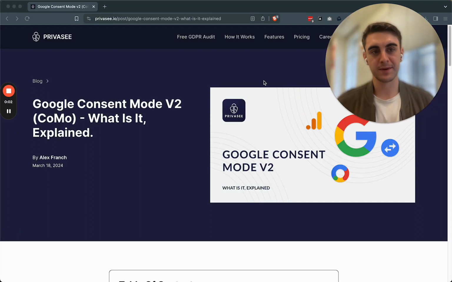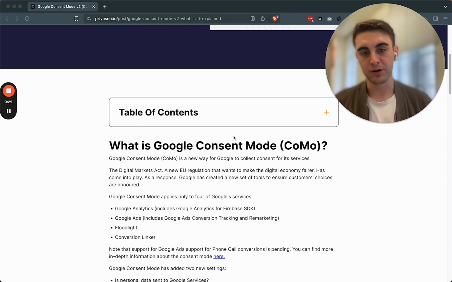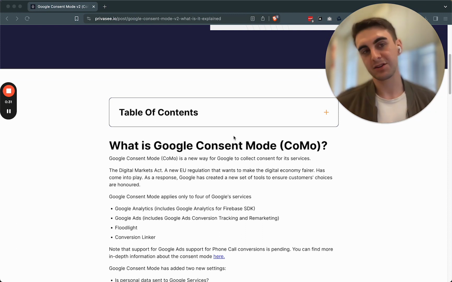Google Consent Mode has been developed by Google in order to adhere to the Digital Markets Act, which is a regulation by the EU that is looking to level the playing field for digital players. Namely, Google is able to collect so much information by default through their services such as Google Analytics, Conversion Linker, Floodlight, and also Google Ads. Essentially, Google Consent Mode is just another way to control the consent given by the user for information about them being tracked or not.